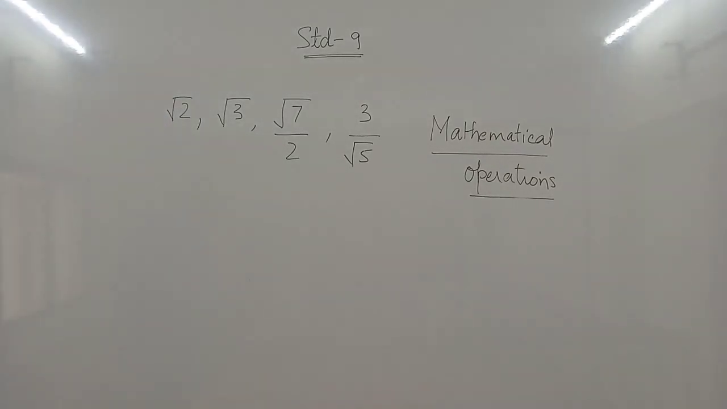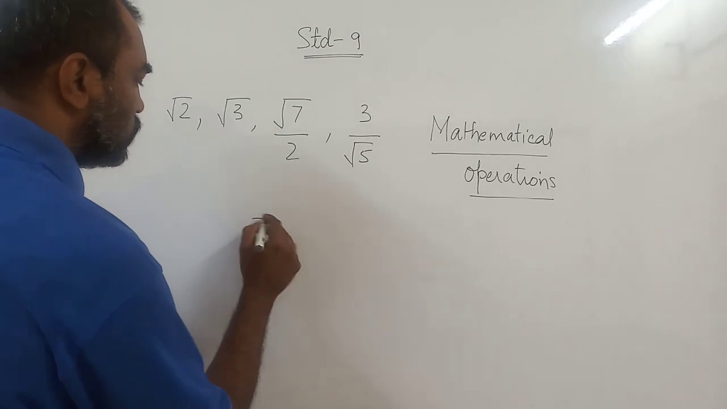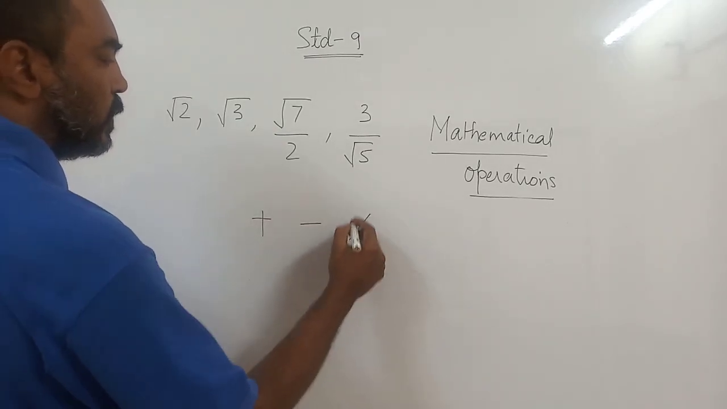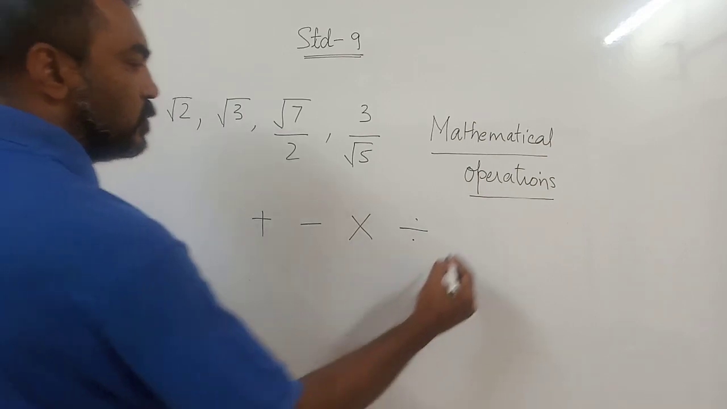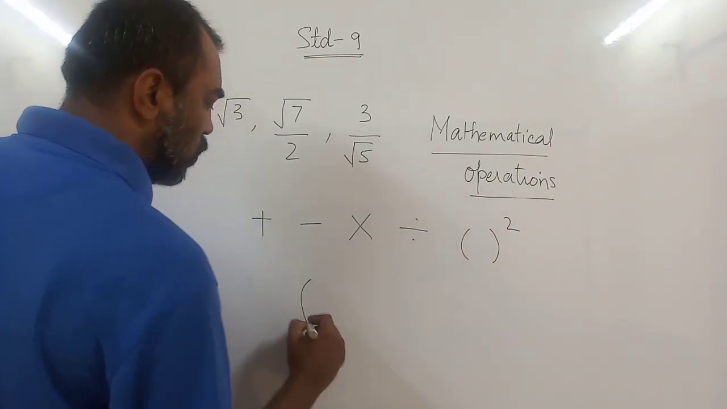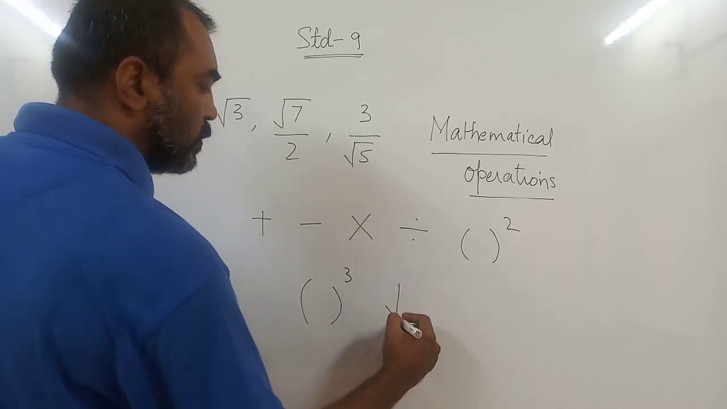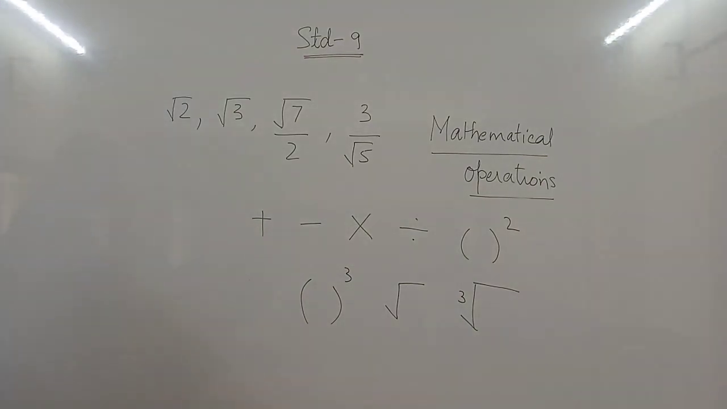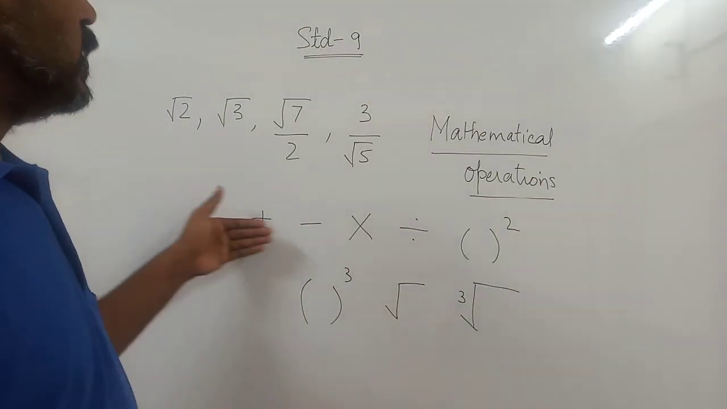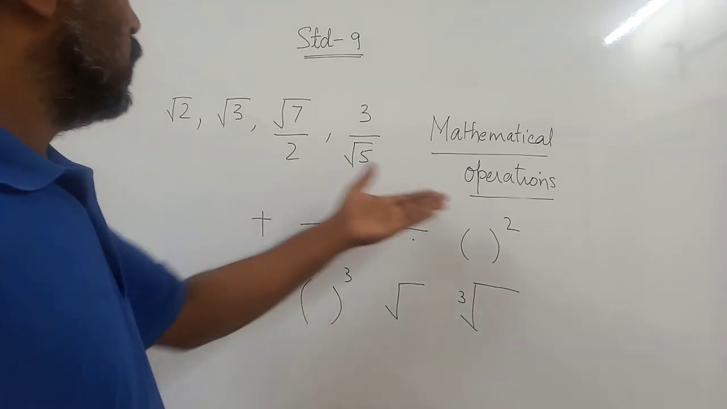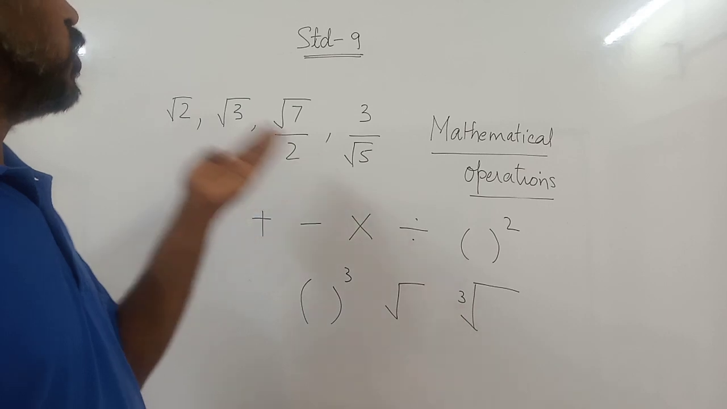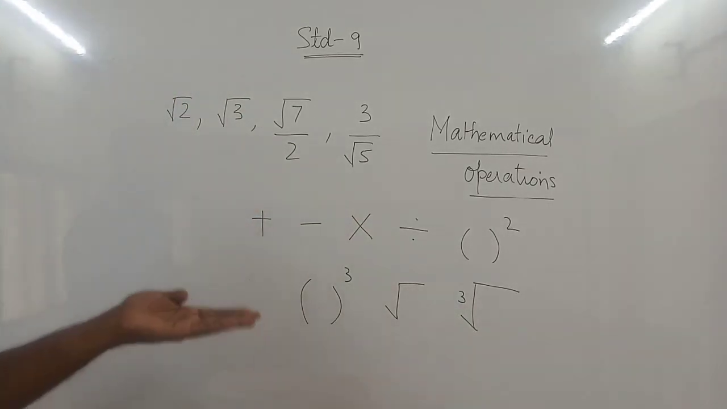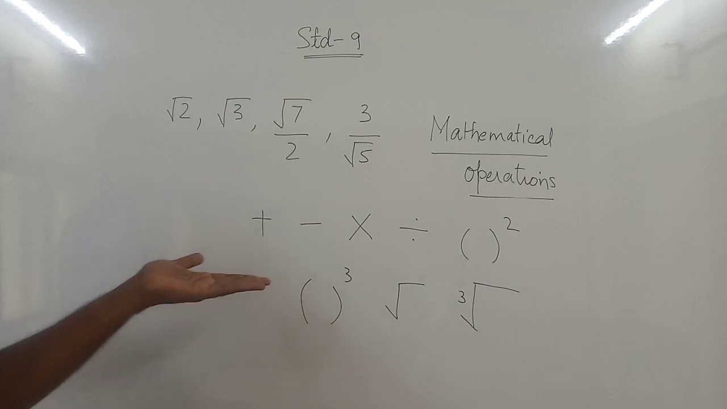Now, which are the basic mathematical operations that we know? The basic mathematical operations that we usually do are addition, subtraction, multiplication, division, finding the square, finding the cube, finding the square root, or finding the cube root. All these are mathematical operations. So you know how to add natural numbers, whole numbers, integers, rational numbers. Finding the squares, cubes, square roots, cube roots of natural numbers, whole numbers, integers and rational numbers.